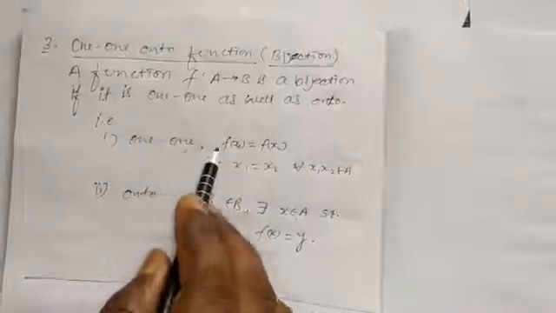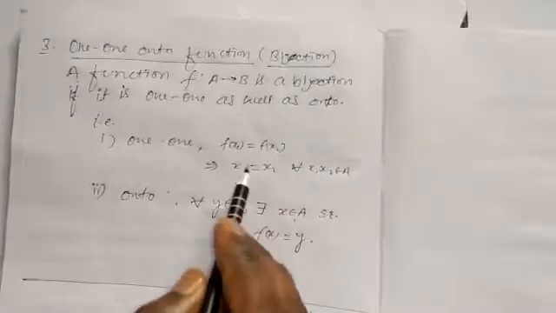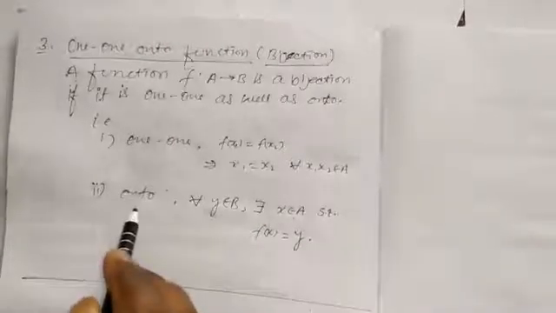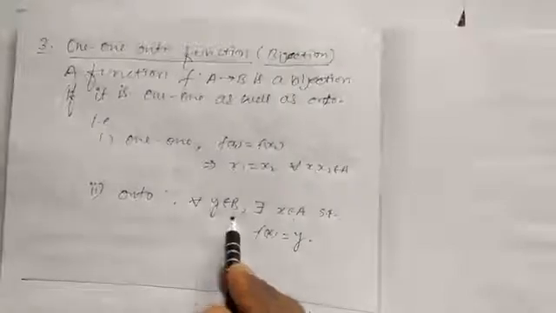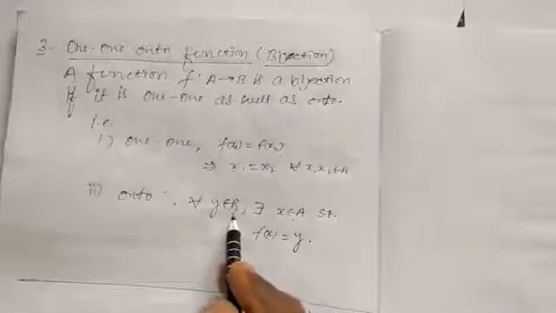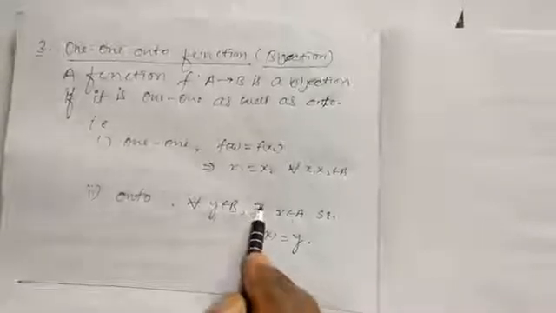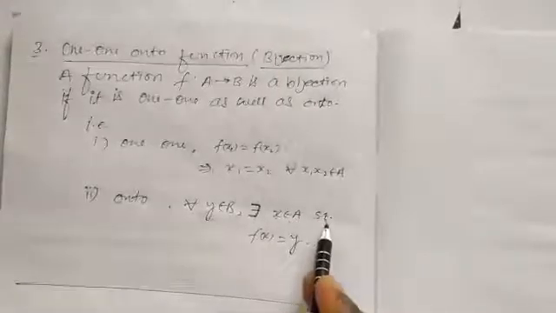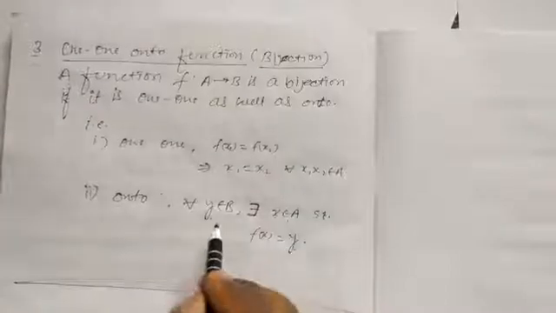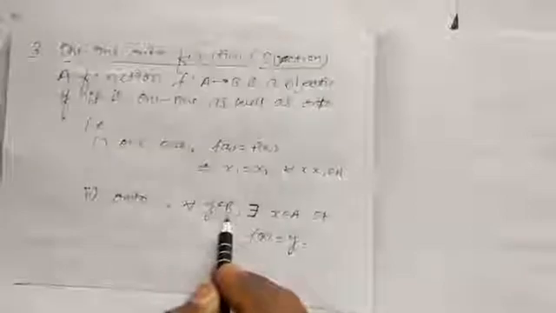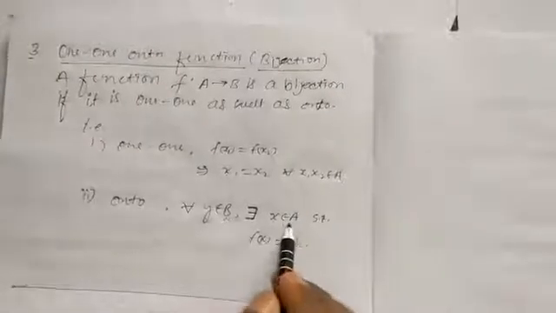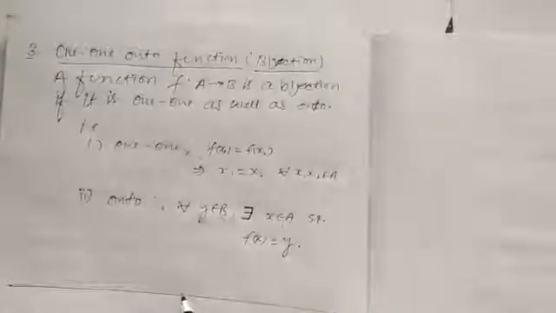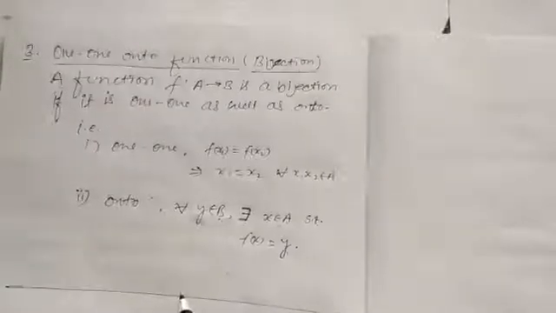That is, for one-one: f(x1) equals f(x2) implies x1 equals x2 for all x1, x2 belonging to set A, and onto: for every element of set B, for all y belonging to B, there exists x belonging to A such that f(x) equals y. This means every element of set B, the codomain set, has a pre-image in set A. So in this way you can check for one-one and onto functions, and then you can say the function is one-one onto, or a bijection.